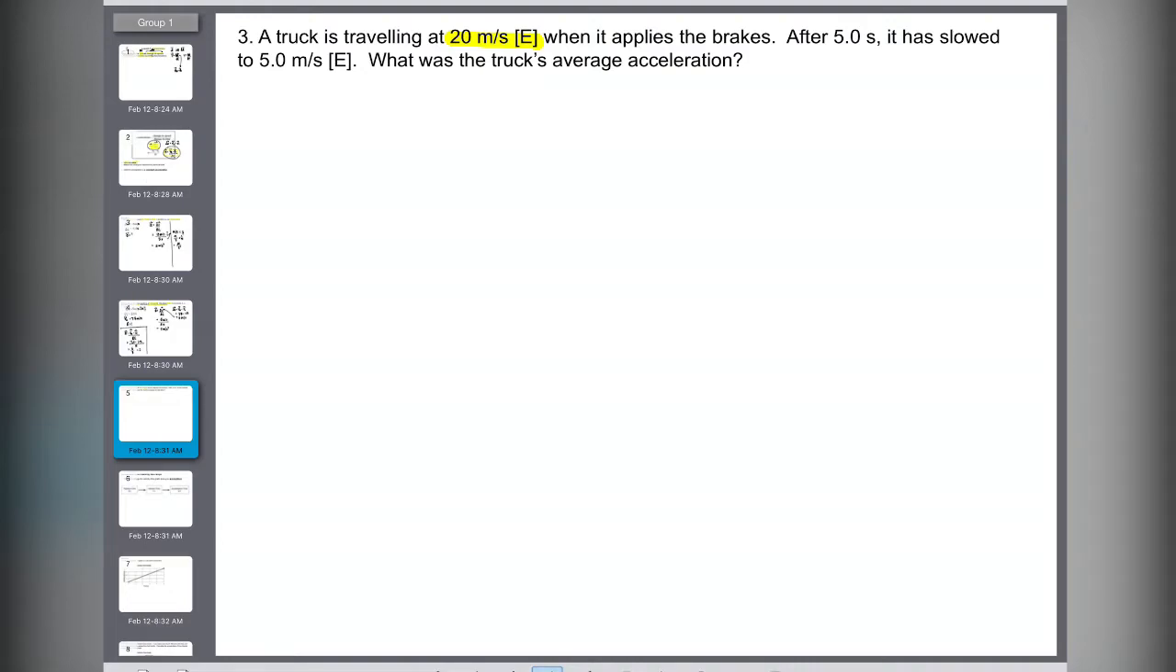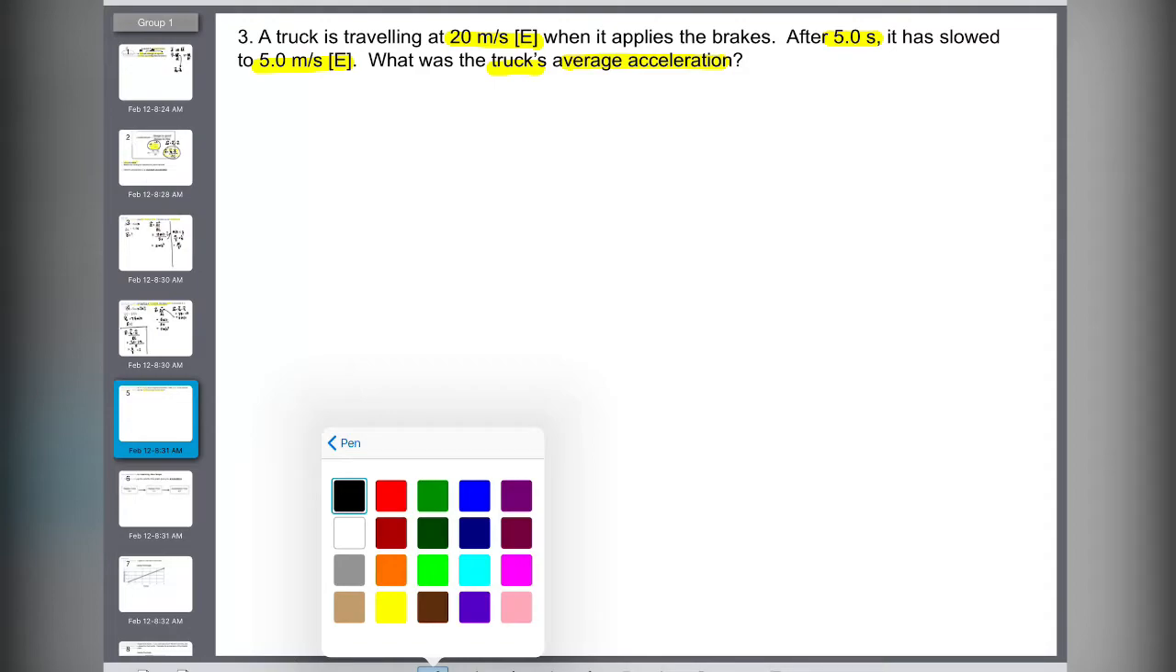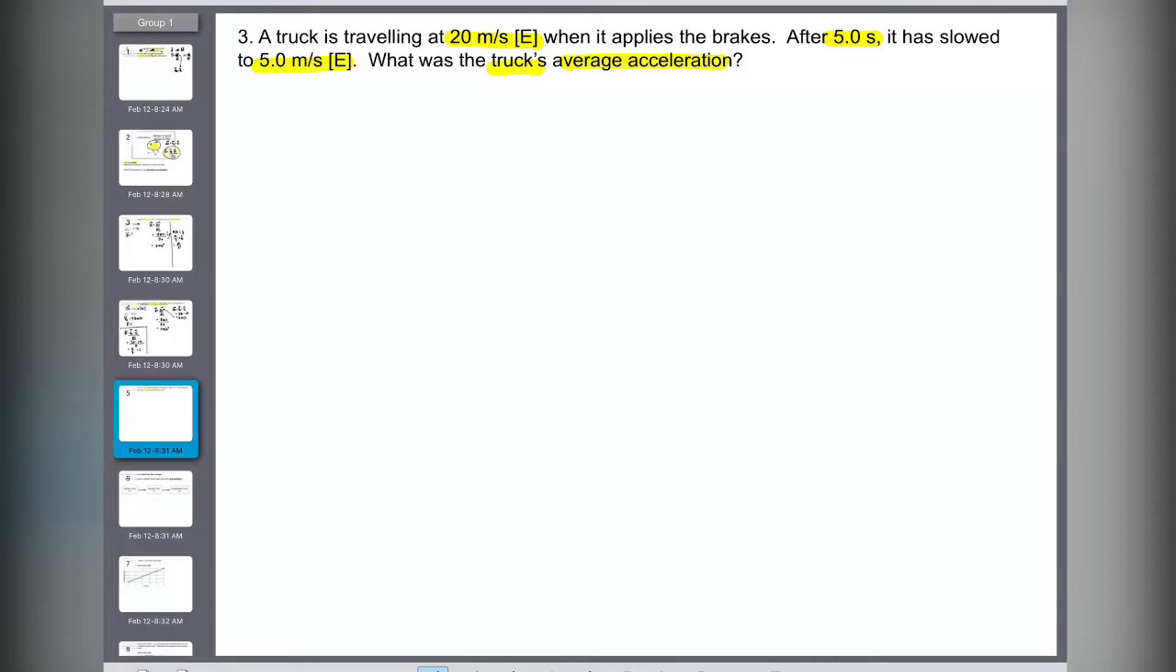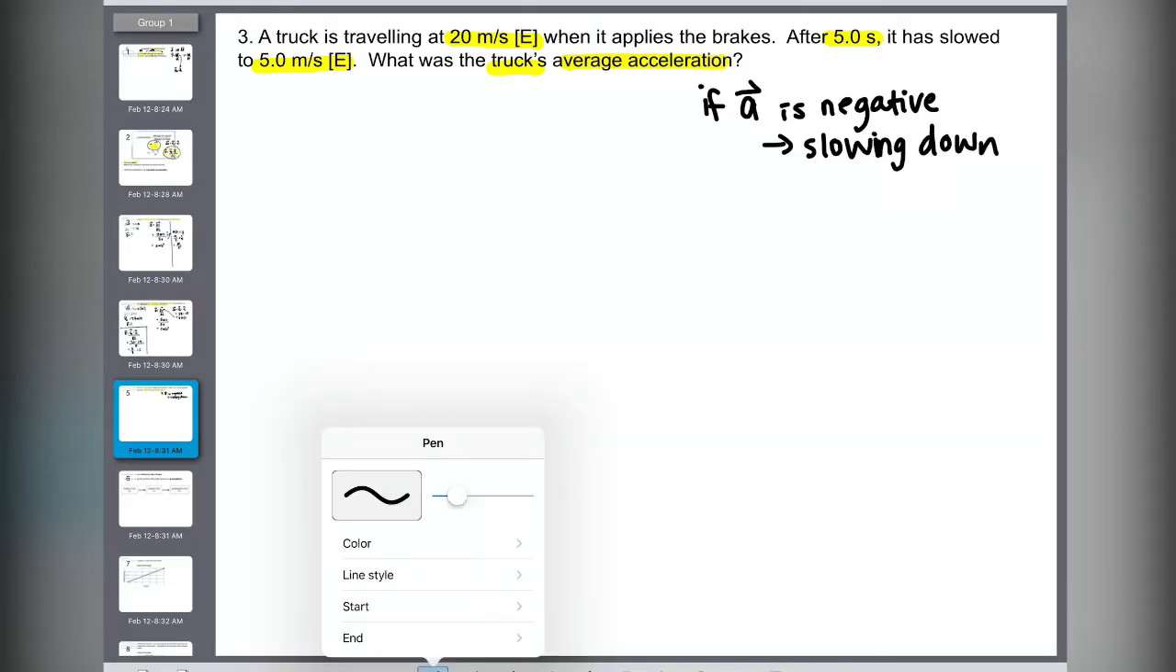Okay, a truck is traveling at 20 meters per second east when it applies the brake. So it's slowing down. After 5 seconds, it slows to 5 meters per second east. What is the truck's average acceleration? We didn't really talk about it, but if you have an acceleration that is negative, meaning it's slowing down, does it make sense that I should be getting a negative answer here? Okay, so I'm just going to write down: if acceleration is negative, it means that it's slowing down.